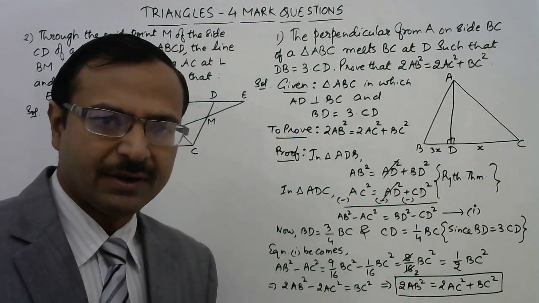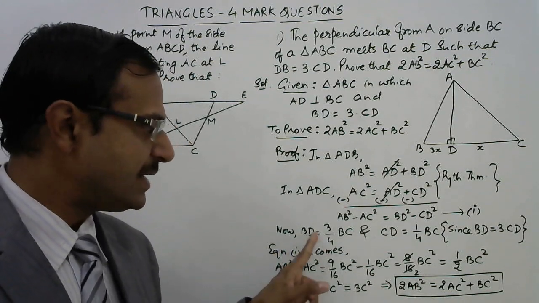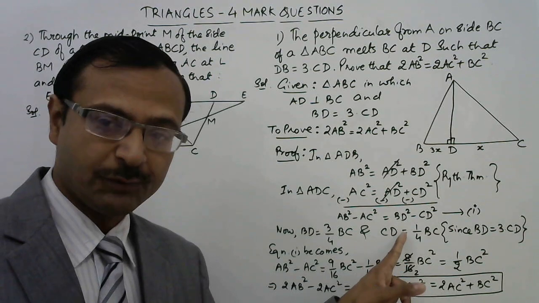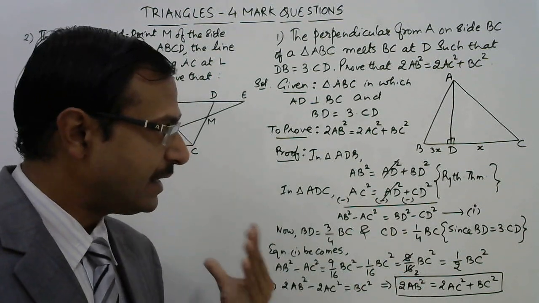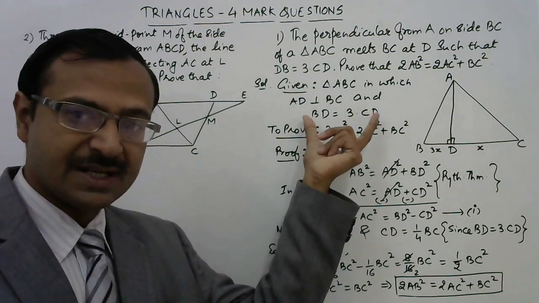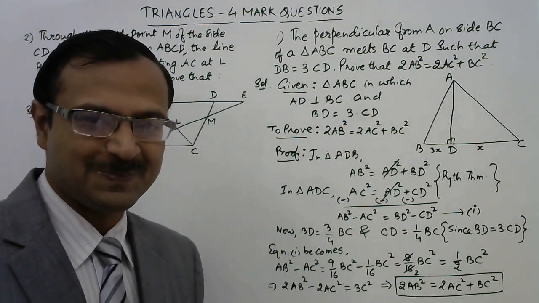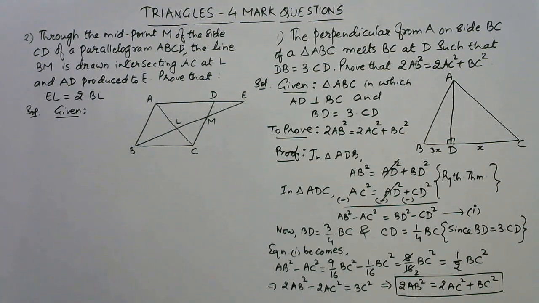A little bit difficult question if you cannot write this step. BD is 3/4 of BC and CD is 1/4 of BC, because it is not directly given in the question, but rather it is indirectly derived from what is given, this statement. BD is 3 times CD. So let's see the second question now.